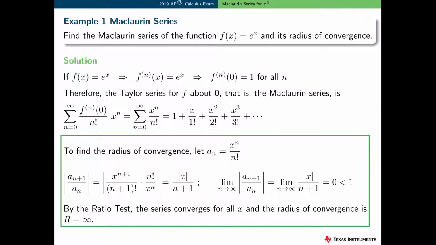To find the radius of convergence, make use of the ratio test. Here's the absolute value of the ratio a sub n plus 1 over a sub n. And here's the limit, which is 0 for all values of x. Therefore, the radius of convergence is infinity, and the Maclaurin series converges to e to the x for all values of x.